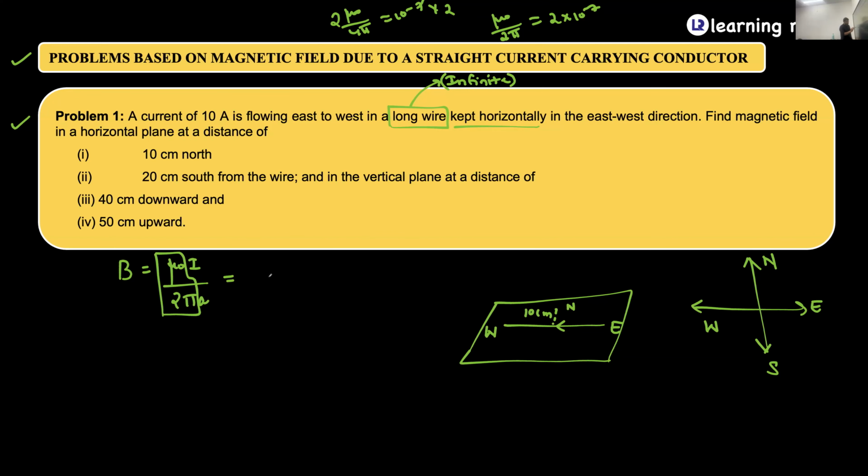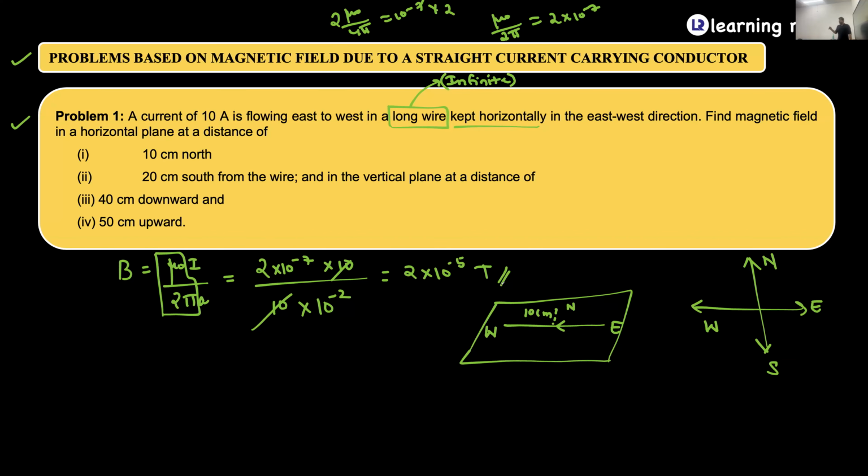So it is 2 into 10 power minus 7 into what is the value of I? It is 10 ampere. The whole divided by what is going to be the value of A? The distance is 10 centimeters, so 10 into 10 power minus 2. This 10 and this 10 will get cancelled. So you'll be left with 2 into 10 power minus 5 Tesla. This is with respect to the magnitude.